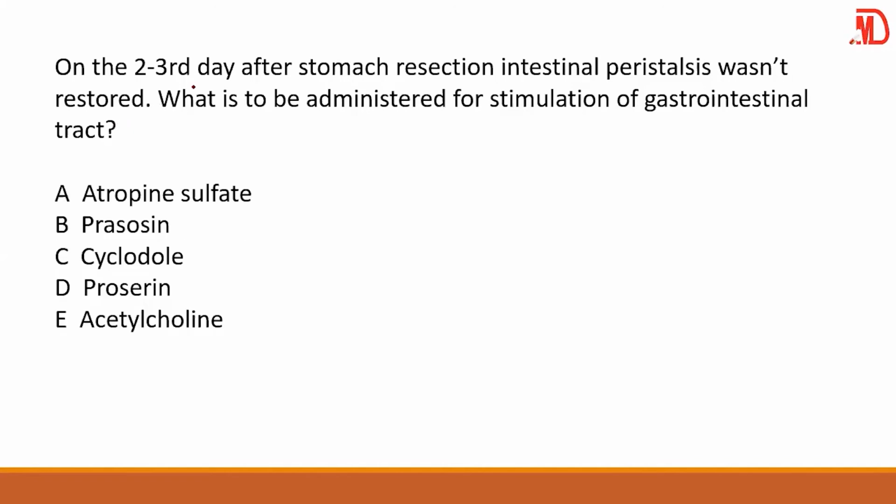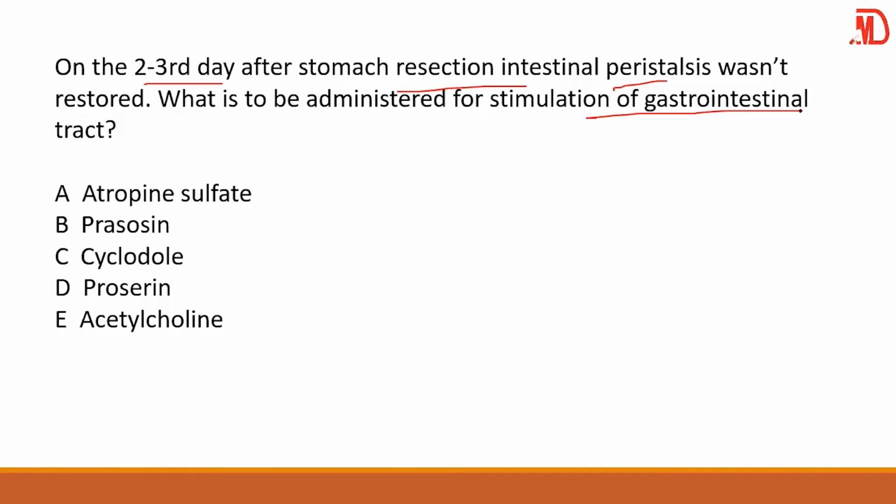We have good. On the second to third day after stomach resection, intestinal peristalsis wasn't restored. What is to be administered for stimulation? Now, we have a difference between what? You're thinking of atropine or proserine. And we said atropine cannot lead to peristalsis. Why? Because it will lead to dryness of the mucus. Everything will be slow and stuff like that.